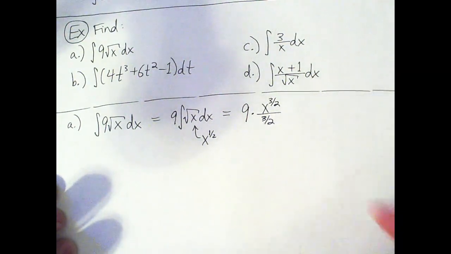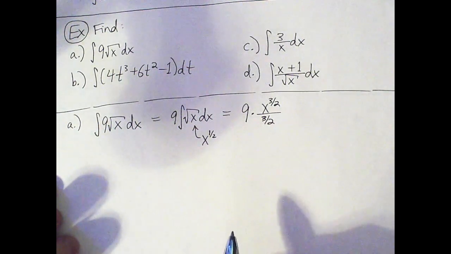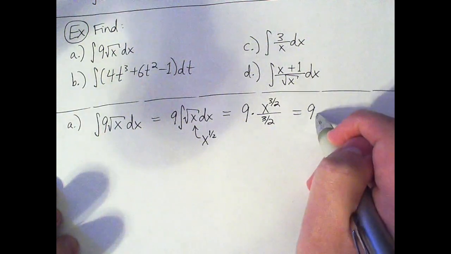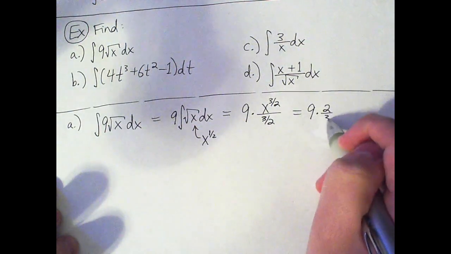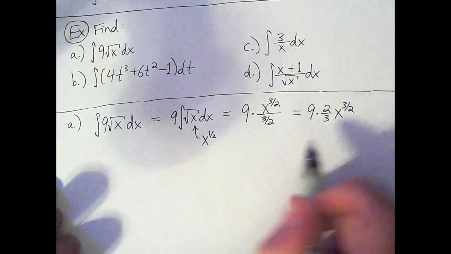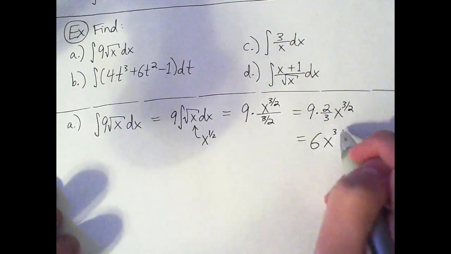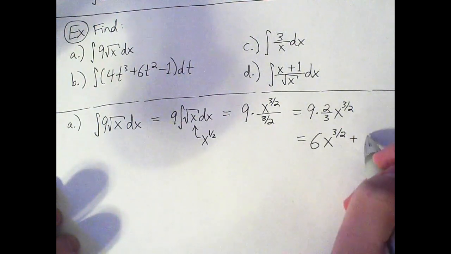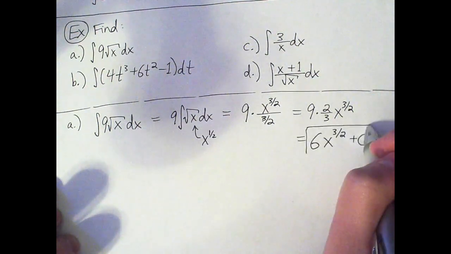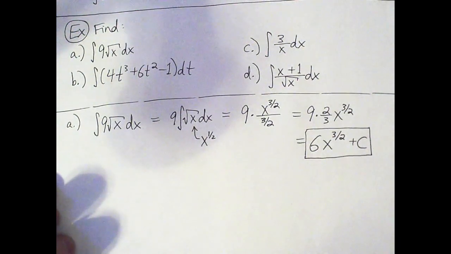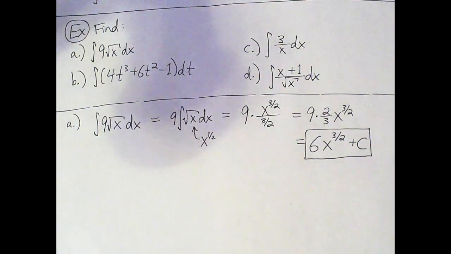Now, it feels like there should be a plus c, but I know that I'm still working on simplifying this, so I'm going to wait and just put the plus c at the very end. How about instead of dividing by 3/2, we multiply by 2/3? I like that better. And now 9 times 2/3 is 6, so we could write 6x to the 3/2, and I'm going to make sure that my final answer has plus c. And that's a good answer. All right, so now I'd like you to pause the video and try the other 3 problems.